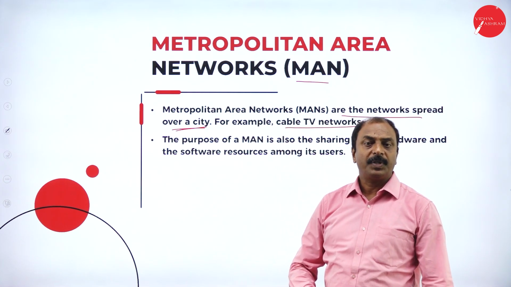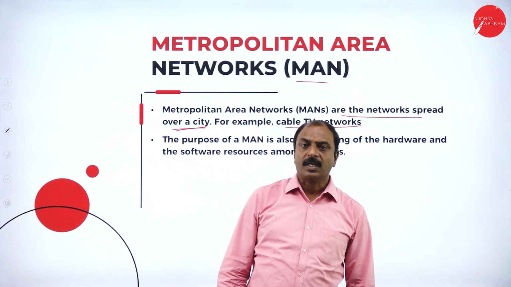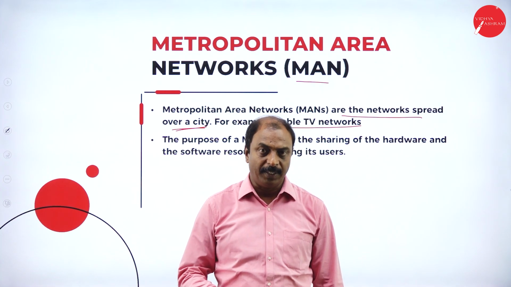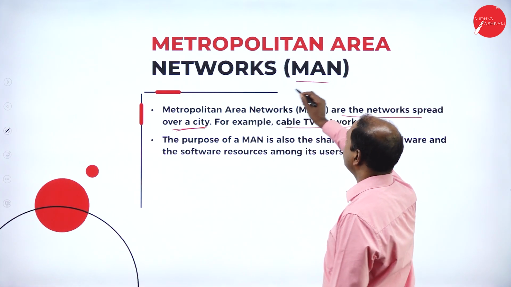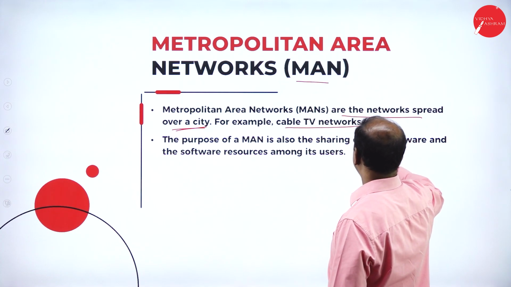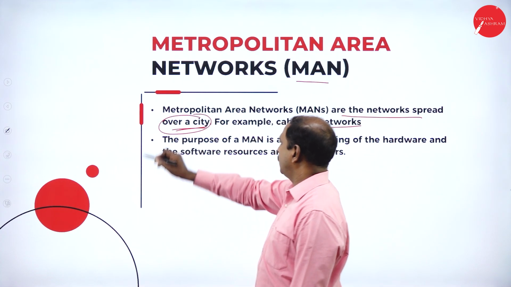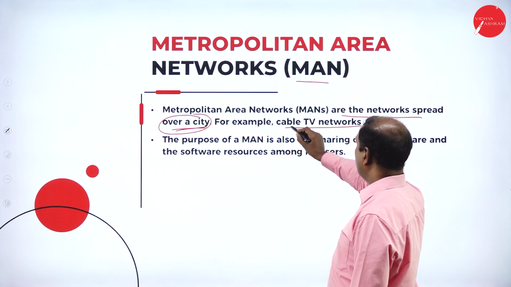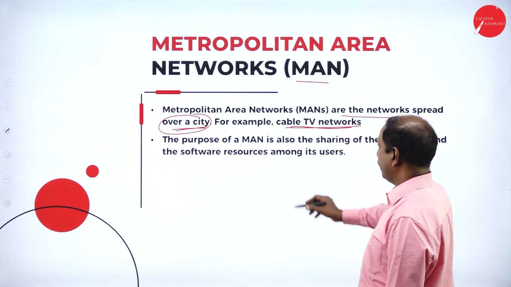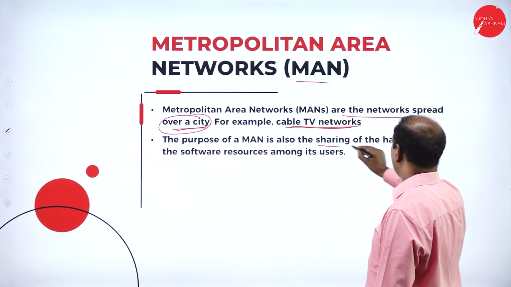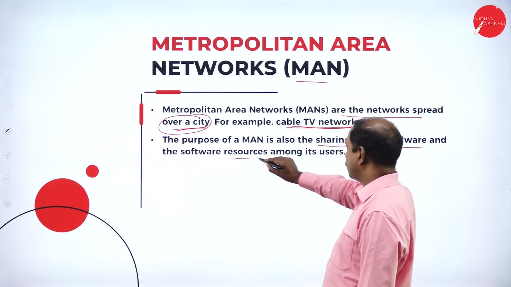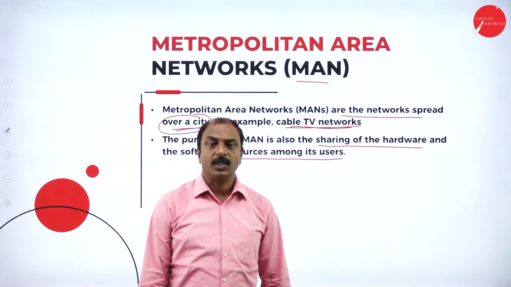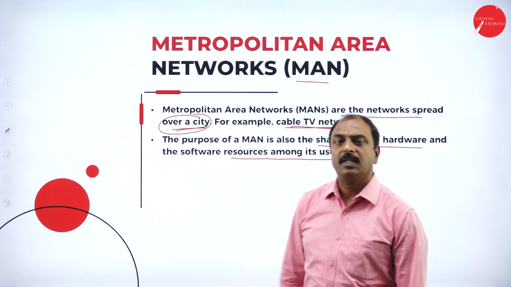Now, as we have seen in the previous example, LAN is confined to one small area, just like a small office or a small building. But MAN, that is metropolitan area network, is spread over an entire city. That is the definition of MAN network, and a very good example for this is cable TV networks. The purpose of MAN is also sharing of the hardware and software resources among its users. So again, the purpose of MAN network is sharing of resources from the server computer.